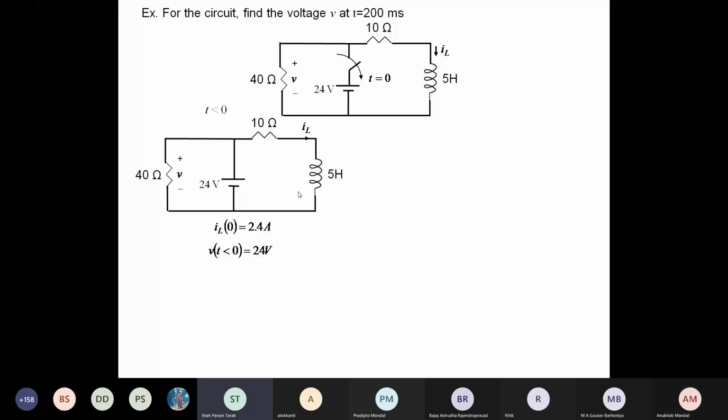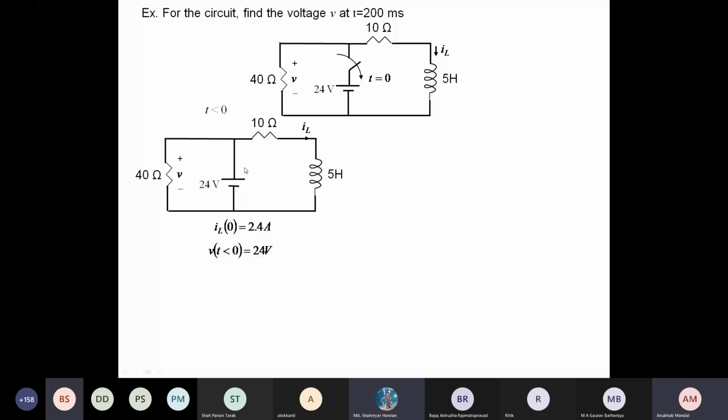Inductor is charged or uncharged? It is getting charged. For t less than 0, the current is flowing because a DC battery is connected.